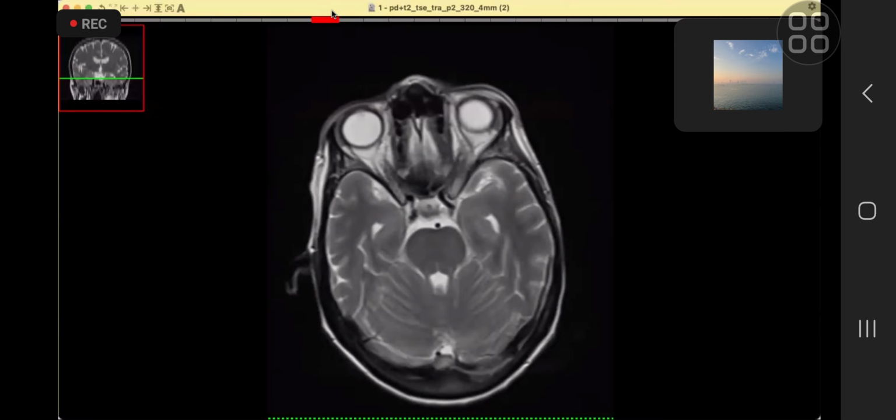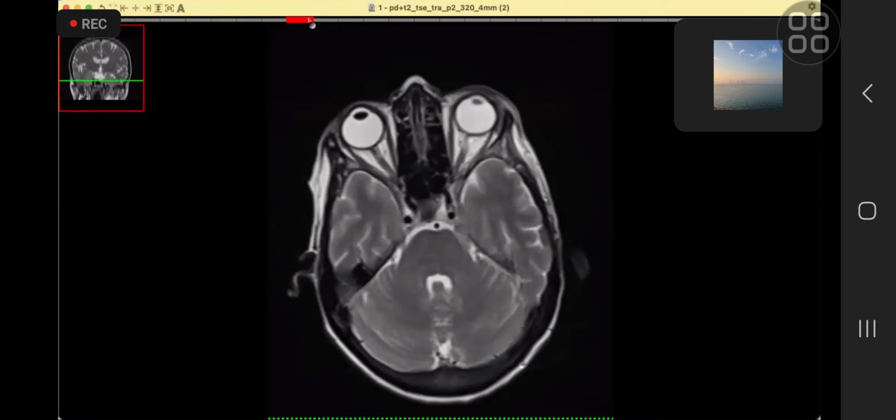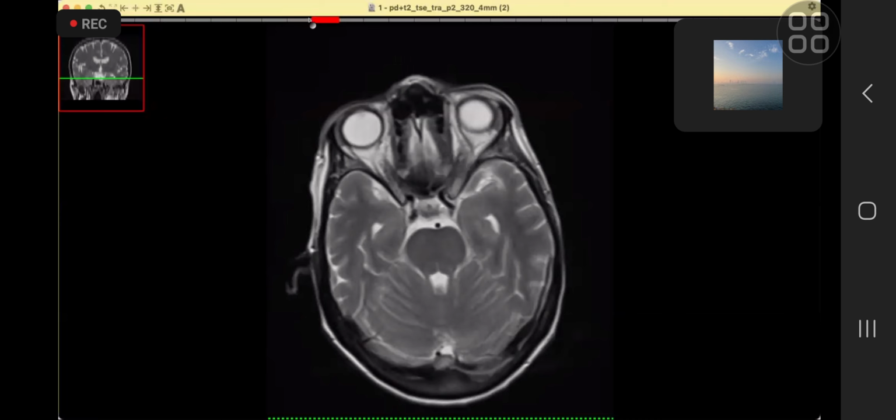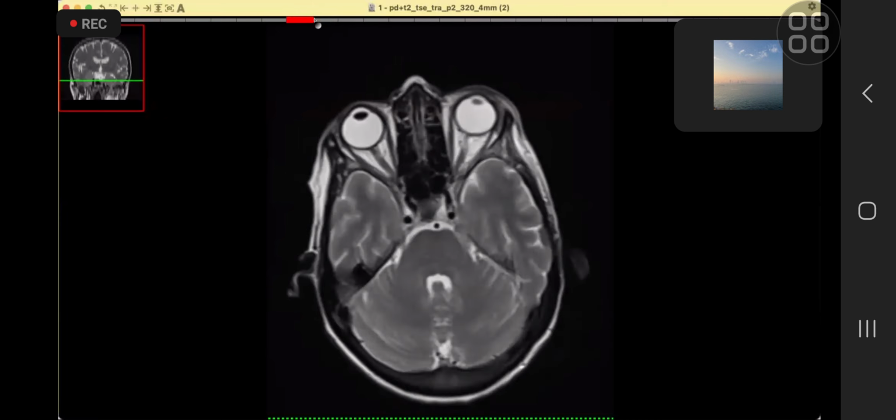I'm focusing now in the area of the cavernous sinus. I'm focusing in the internal carotid artery. I can see there's mild attenuation of the right internal carotid artery. I'm focusing now on the left.